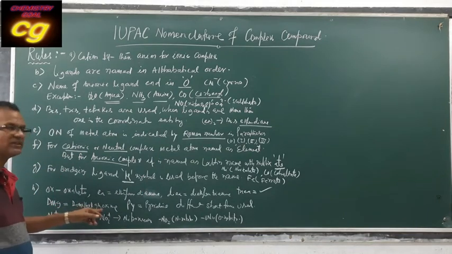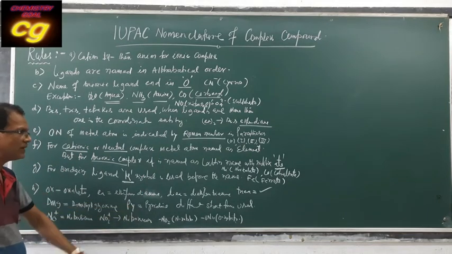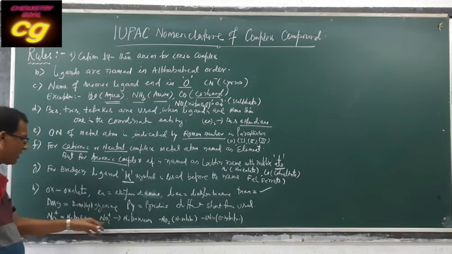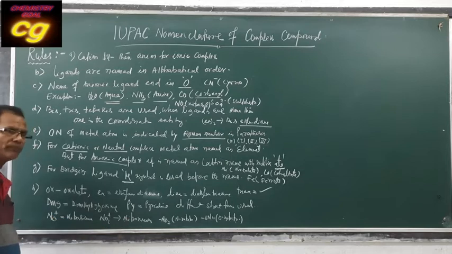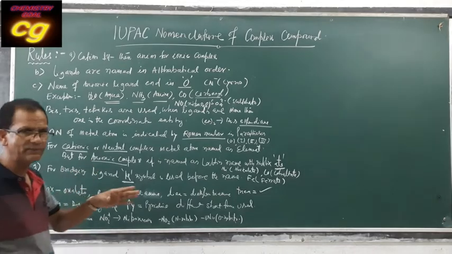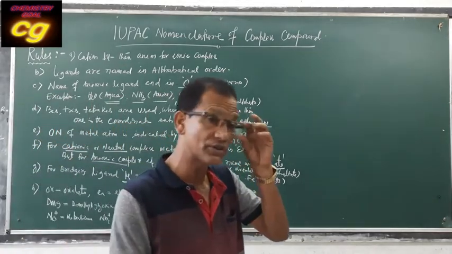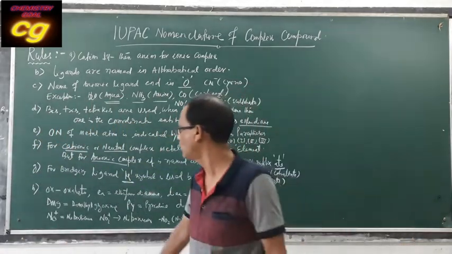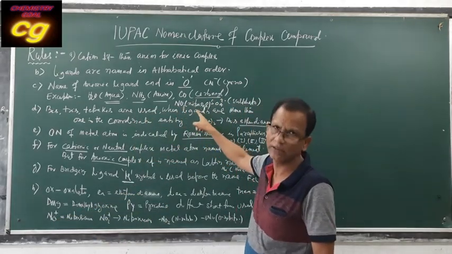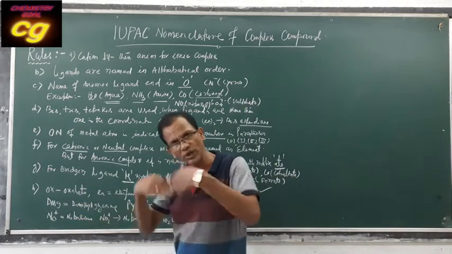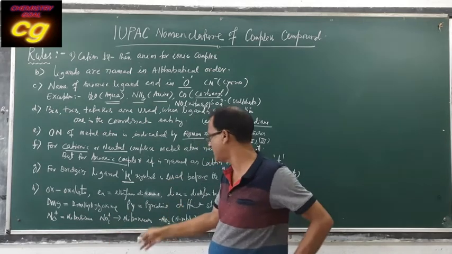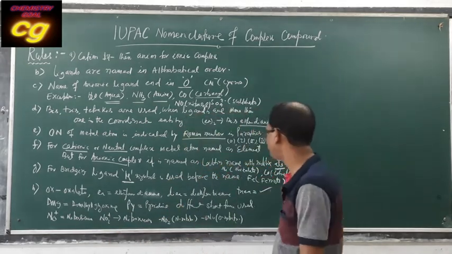And DMG is dimethyl glycine. PY means pyridine, NO means nitrosium, NO2+ means nitronium. That means these are some positive ligands. Ligands generally may be negative or neutral, but some ligands may be positive. So if simply NO, that is nitrosyl will be used. If NO in plus form, that is nitrosium. If NO2 plus, that is nitronium will be used.